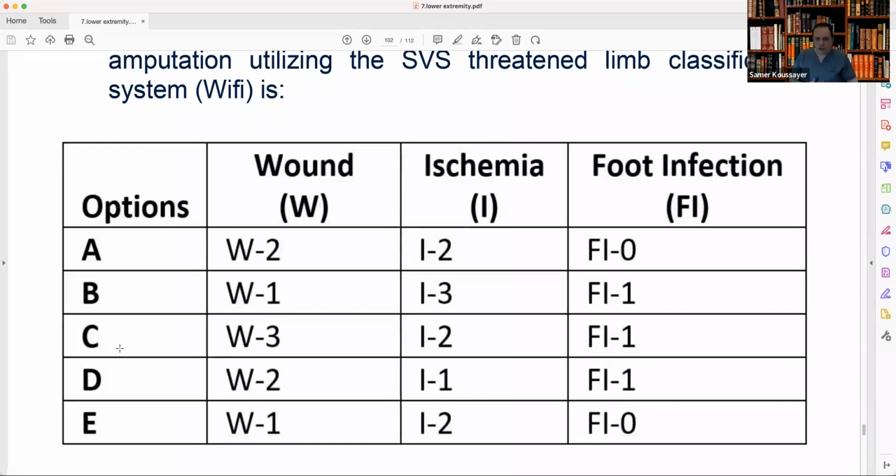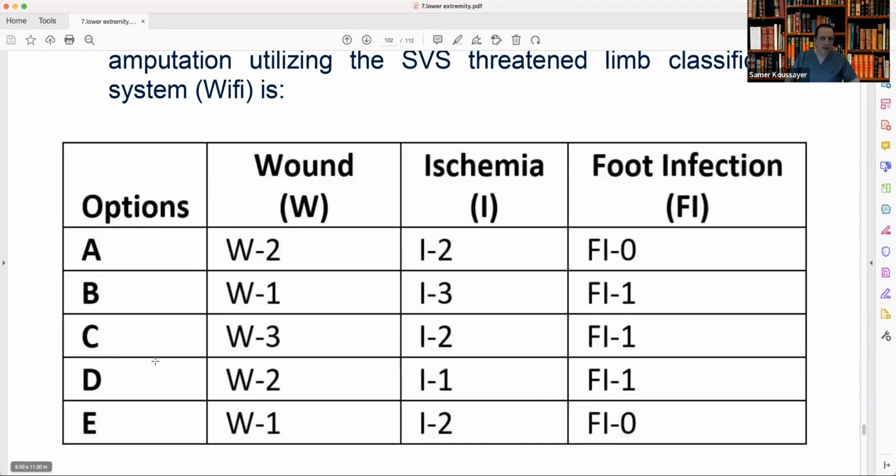Ischemia 1, 2, 3 depends on the toe pressure. You said it should be more than 70, so 40 to 60 they consider 1, I think 30 to 40 is 2, and less than 30 they consider 3. So the more ischemia, the higher the number. Foot infection, again, mild, moderate, and severe, 1, 2, 3. So it's really not complicated, but in general, higher numbers always mean the worse outcome. That's the way you can answer it, okay?